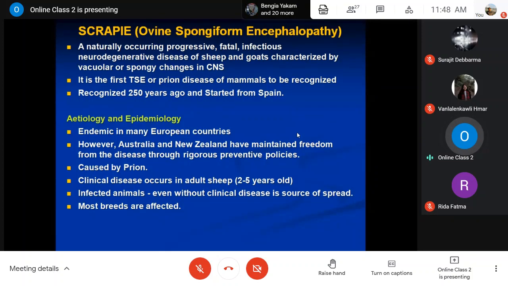Another important disease is scrapie, which is also known as ovine spongiform encephalopathy, that means in ovine species. This is another important transmissible spongiform encephalopathy, with neurodegenerative affection of sheep and goats. Similarly, you will have vascular and spongy changes in the central nervous system. It was recognized more than 250 years ago, and the disease started from Spain.